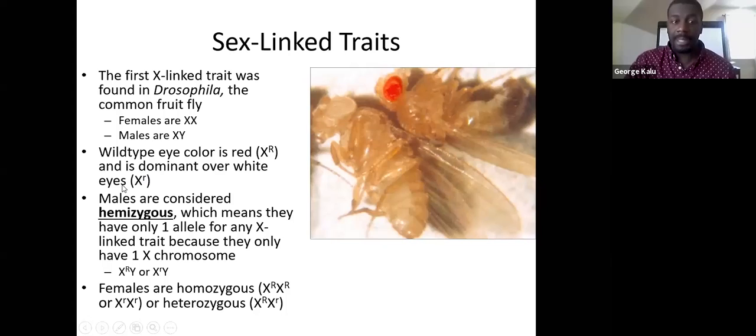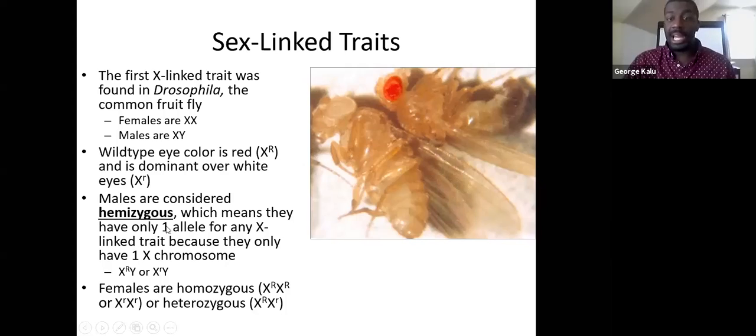Now, when we're looking at sex-linked traits, we can't classify males in the same way as we've done previously. The reason for that is because they only have one X chromosome. There's no way for them to have two copies of an allele on the X chromosome because there's not another X chromosome to have another allele on. So for that reason, we call males hemizygous.